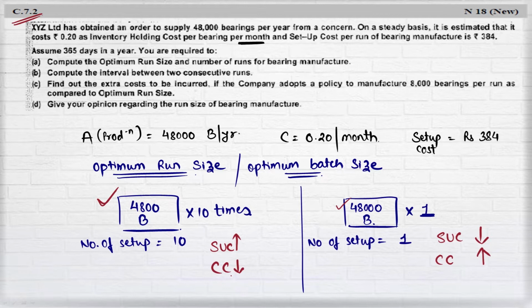All right. It looks familiar to you. We have learned this somewhere. Yes. Where have we learned? Economic ordering quantity. There we were doing something else.